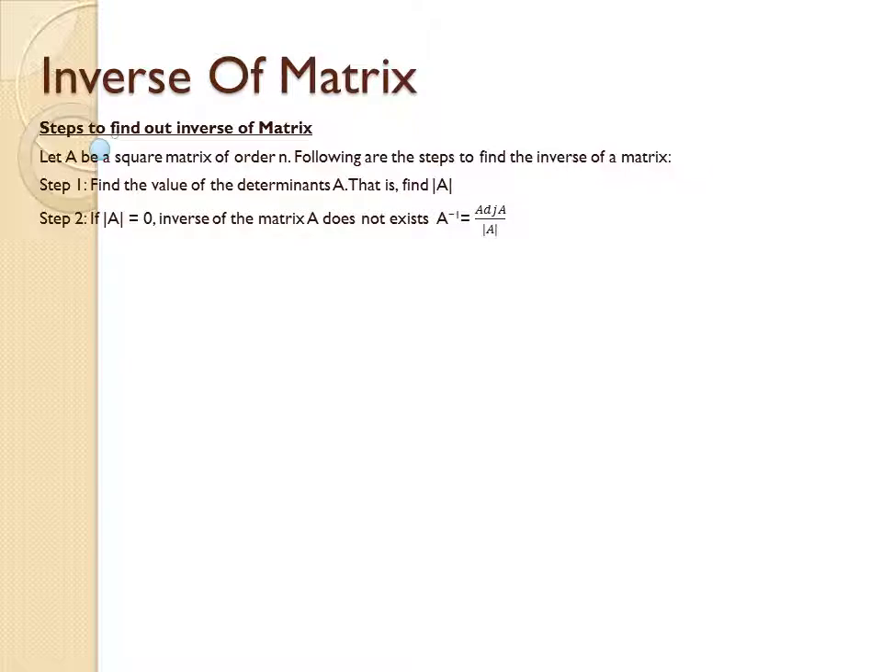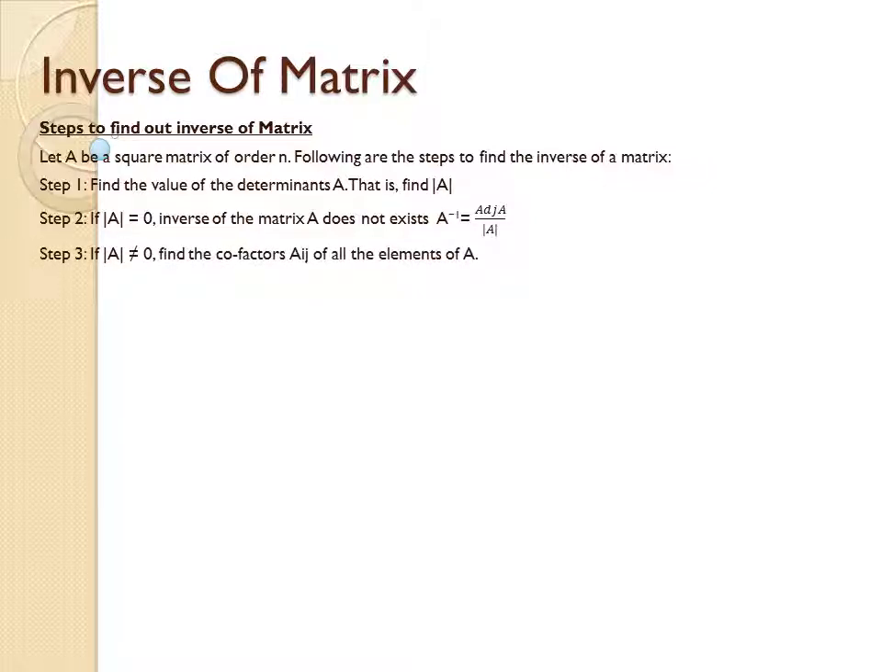Step 2, if the determinant of the matrix is 0, then it means the inverse of the matrix is not possible, because as per the definition, A inverse equals adjugate of A divided by det A, or determinant of A. So if det A equals 0, this is impossible, so the inverse of the matrix doesn't exist. So first we have to find det A, and if det A is not equal to 0, only then will we proceed with the inverse of the matrix.